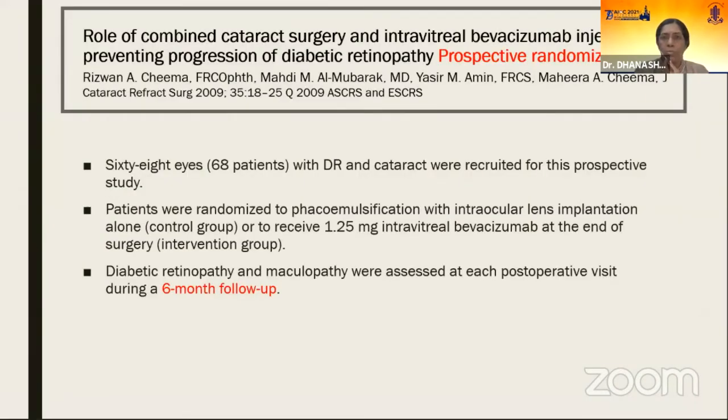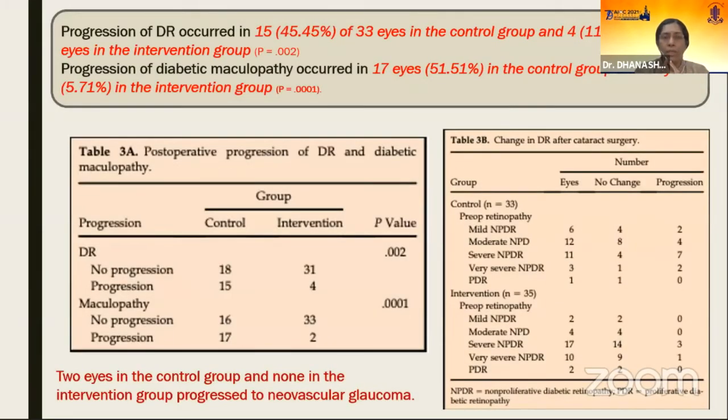This is another study, a prospective randomized study, which is the highest level of evidence that we have. In this study, eyes were randomized to phaco alone or phaco with Avastin injection, with a 6-month follow-up. They found that the progression of diabetic retinopathy was more common in patients who did not receive anti-VEGF compared to those who did. The progression of diabetic macular edema was also much higher: nearly 50% in the phaco alone group, compared to only about 5% in patients who received anti-VEGF at the same sitting.